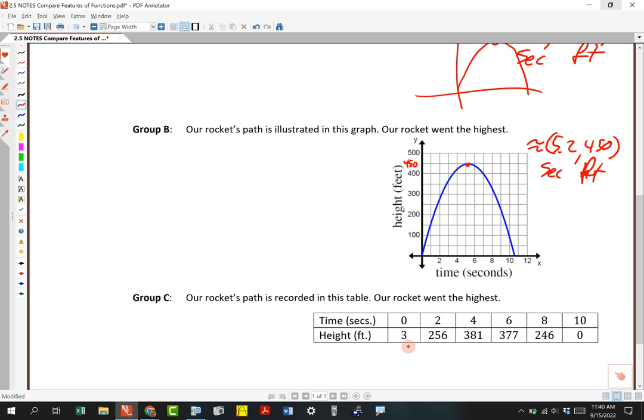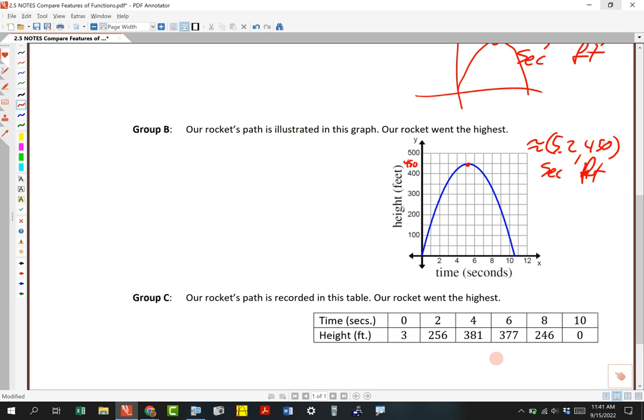Yeah. So take a look here. Clearly going up and then clearly going down. So would everybody agree that the maximum height of this rocket occurred somewhere in between 4 and 6? Do we know exactly where it is? We don't. Now, if you had to take a guess, if it was going up at 4 seconds and it was 381 feet off the ground, and at 6 seconds it was going down and it was 377, did it go a lot higher than 380 or just a tiny bit higher than 380?